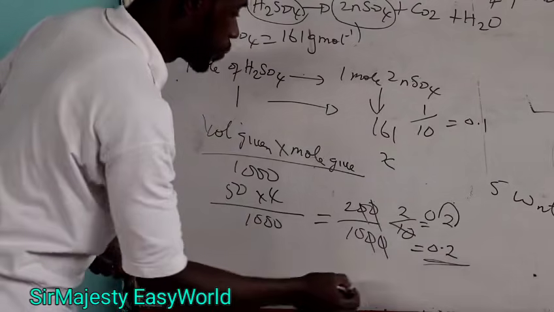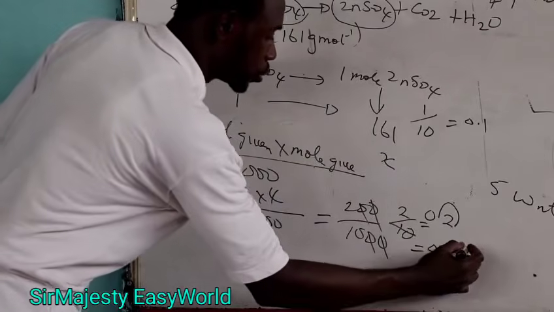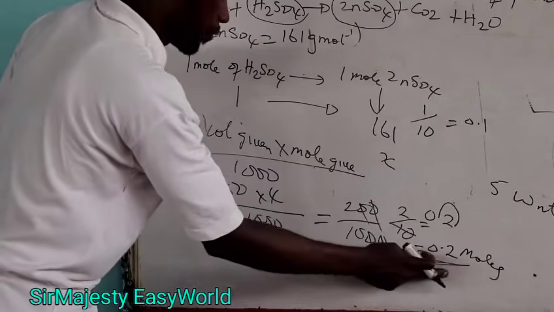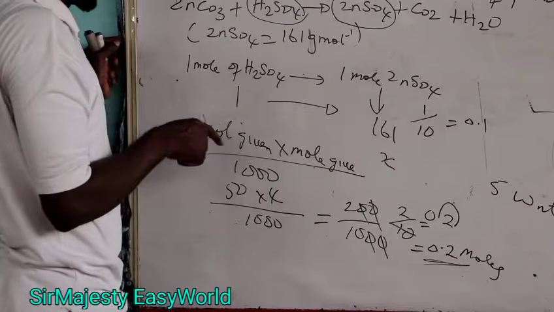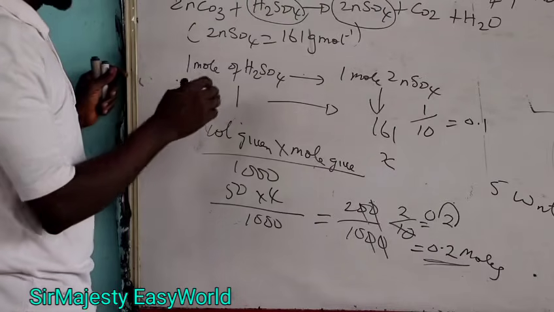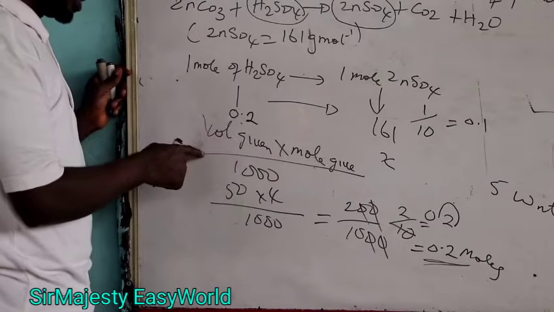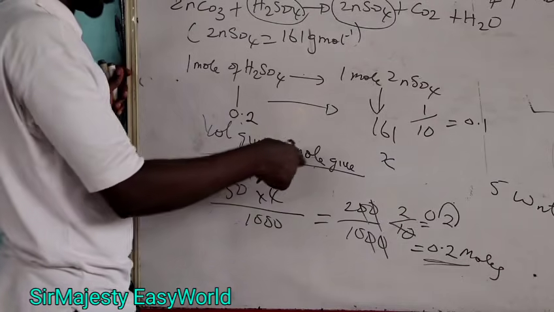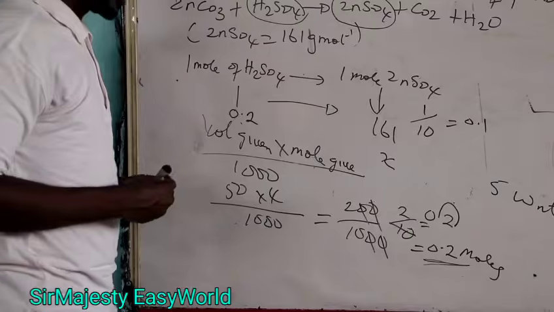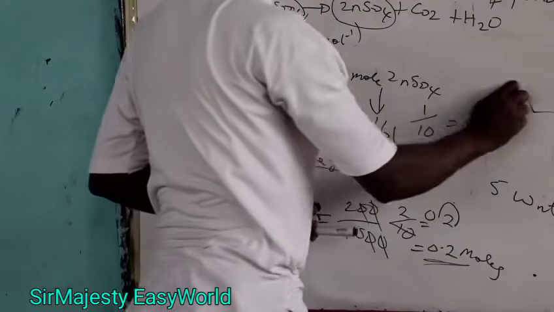Okay, what do we have here? We have 0.2 mole. It means that 0.2 moles of what? H2SO4 is what is provided. So what will we put here? We will put 0.2. How do we get it? Volume given times mole given all over 1000. That is just to make it easy for you.